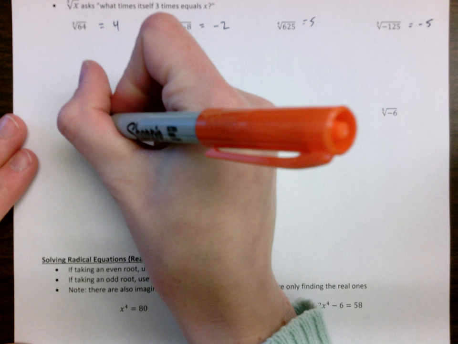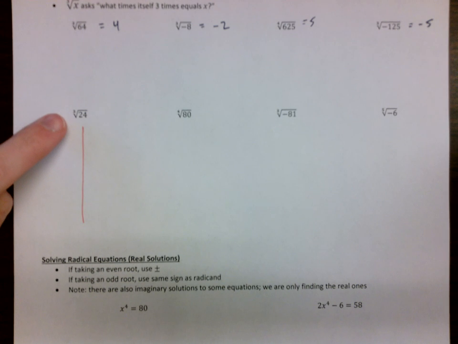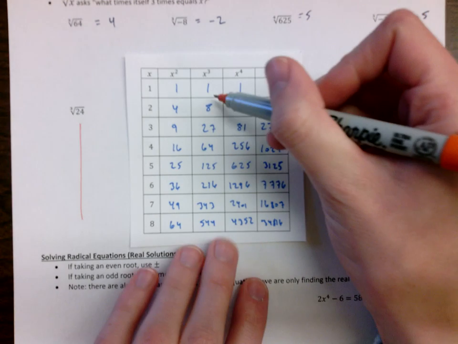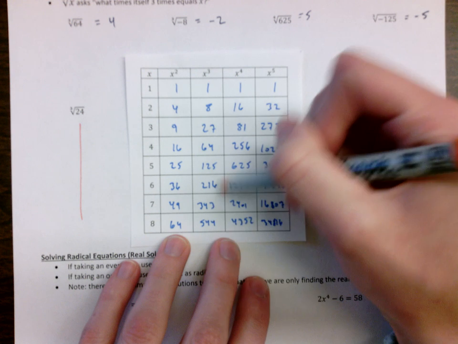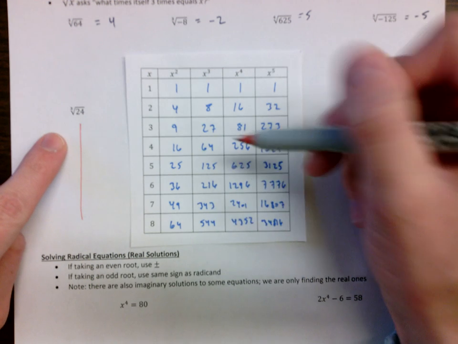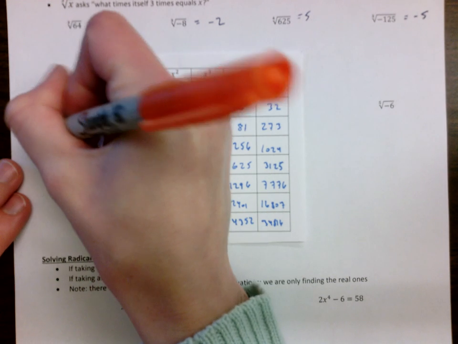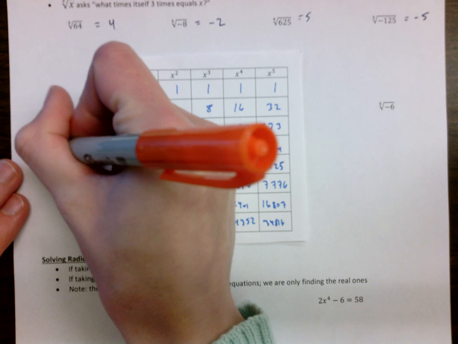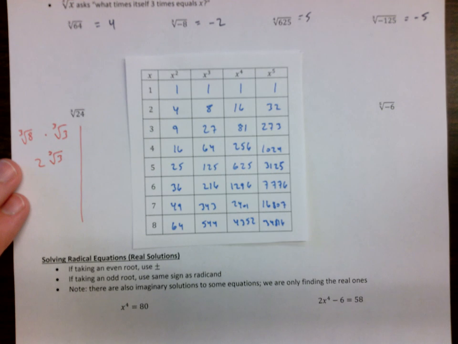You look at this and figure out the largest number that's a perfect cube that goes into 24. Here's my little table for reference. Here are my perfect cubes, and I'm trying to figure out the biggest number in this list that goes into 24. Well, 8. So I could break this into the cube root of 8 times the cube root of 3. The cube root of 8 is 2, and the cube root of 3 doesn't simplify, so that's it. That's one method that you can use.